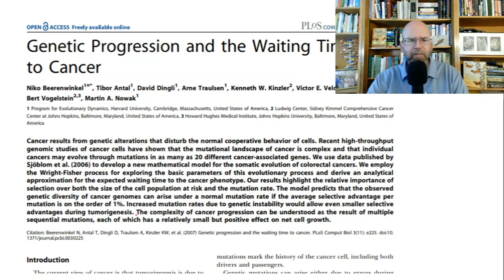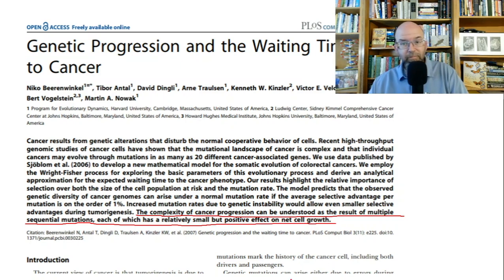I think this last sentence gets to it. The complexity of cancer progression can be understood as a result of multiple sequential mutations, each of which has a relatively small but positive effect on net cell growth. Each individual mutation might only have a small positive effect. I know you don't think of it as being positive, but from the cancer's perspective, any mutation that causes net cell growth at a faster rate, you can think of that as positive or higher fitness for that particular cell.